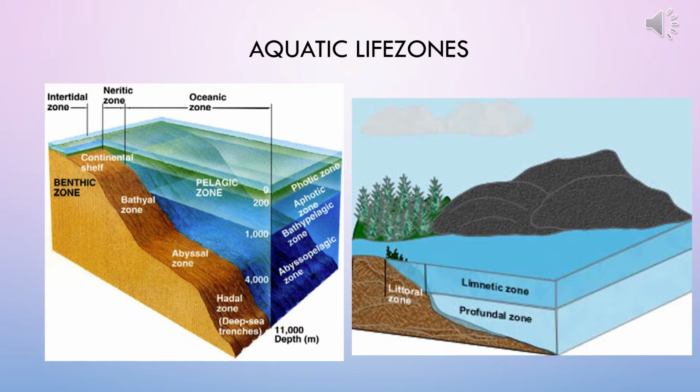The photic zone is where sunlight is able to penetrate the water, and this is where all of your photosynthetic activity happens in the ocean. The aphotic zone is the area where light cannot penetrate, and it will move all the way down to the abyssal and hadal zones, where there is no light, and you're going to find organisms like the anglerfish.